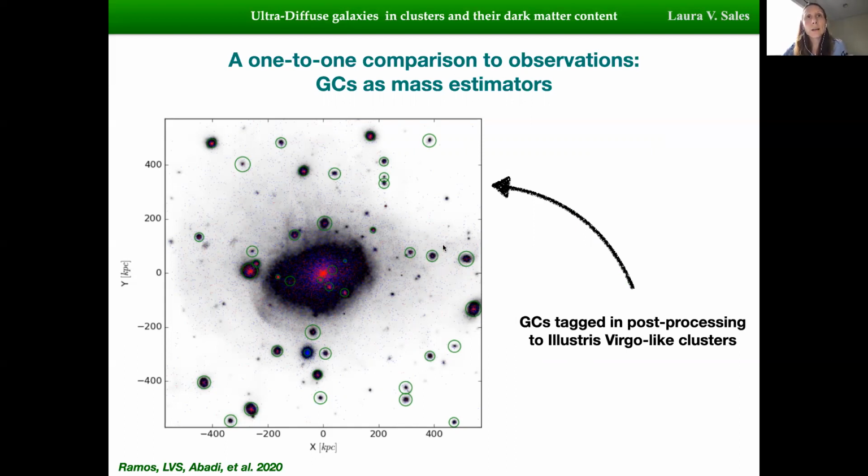So you can see these tiny red and blue dots would represent globular clusters, red and blue, metal poor, metal rich. And around each of the galaxies, we find some of them are around in the cluster.